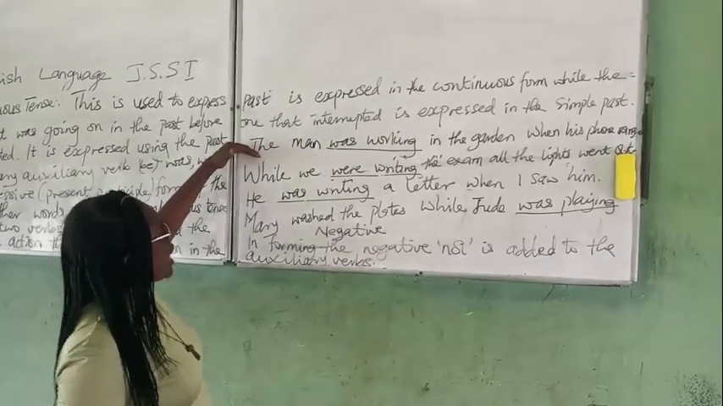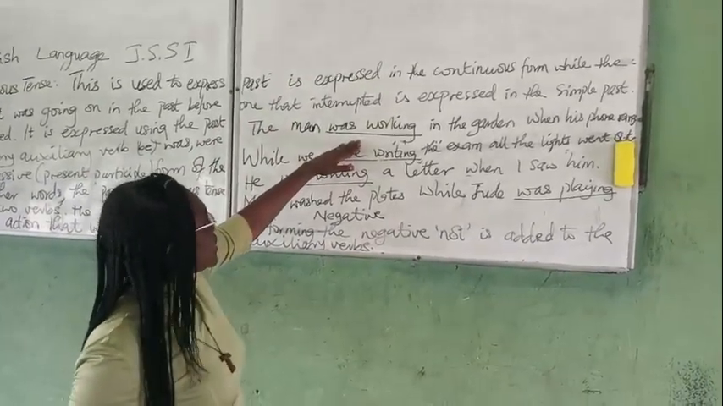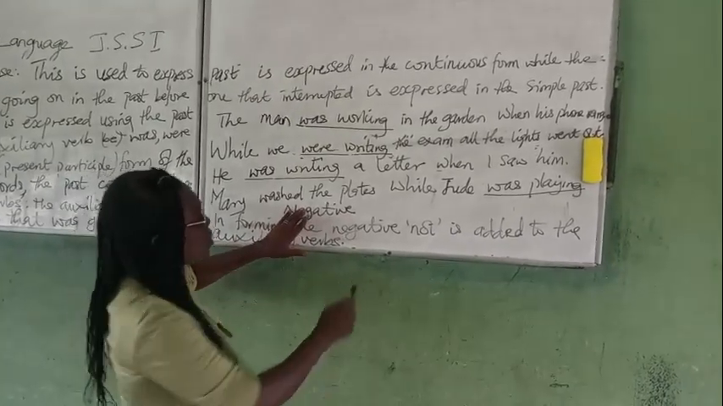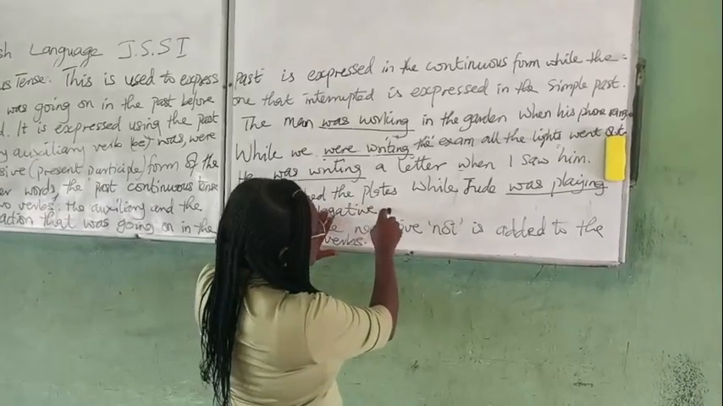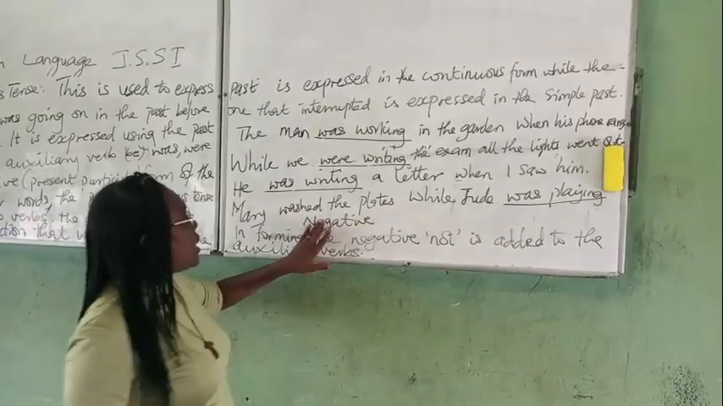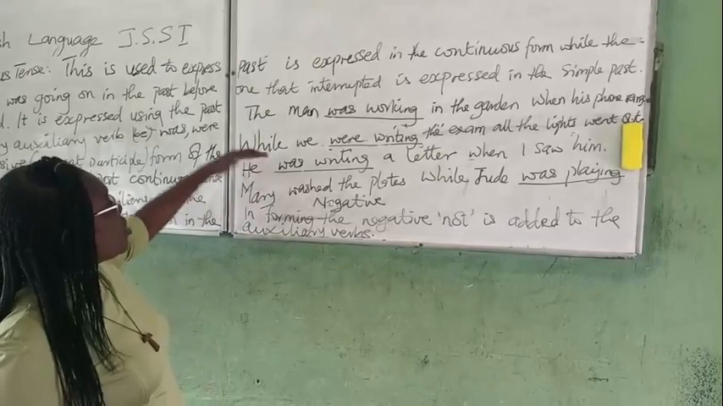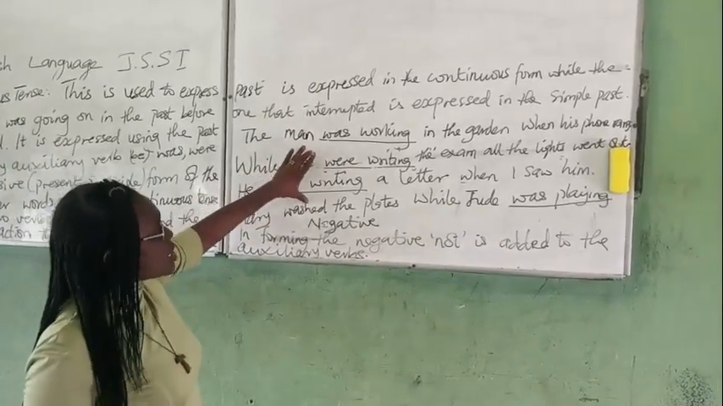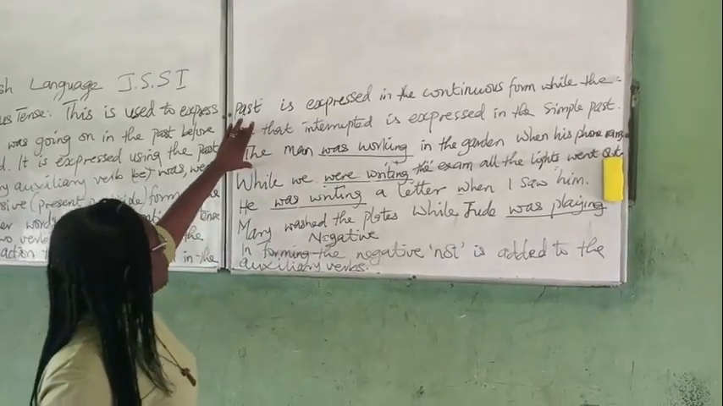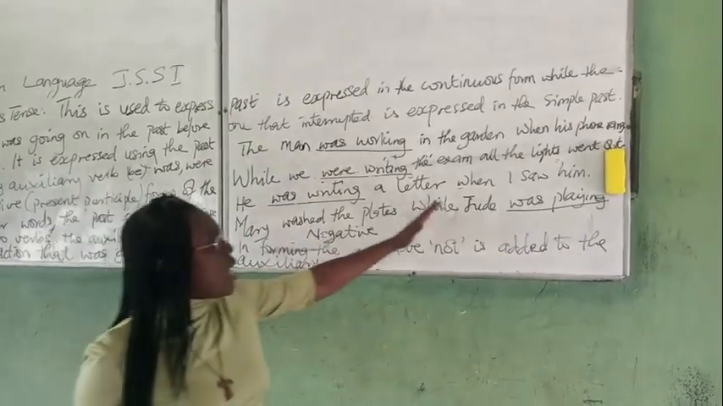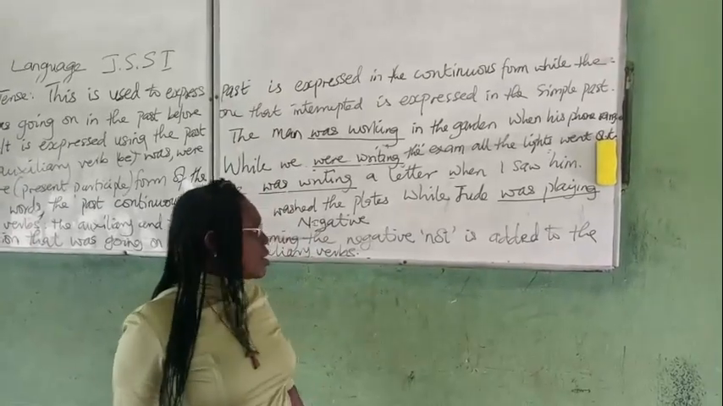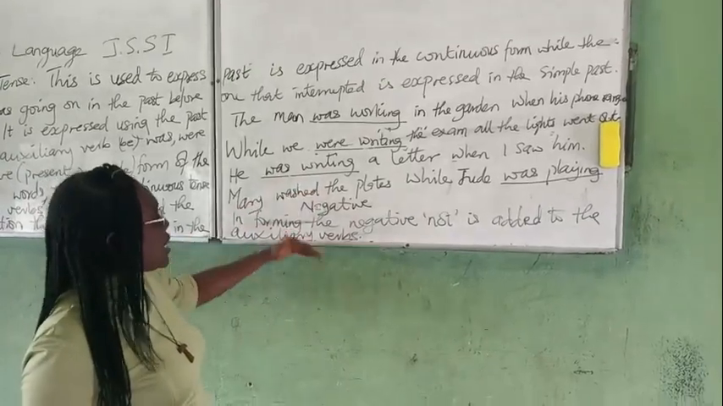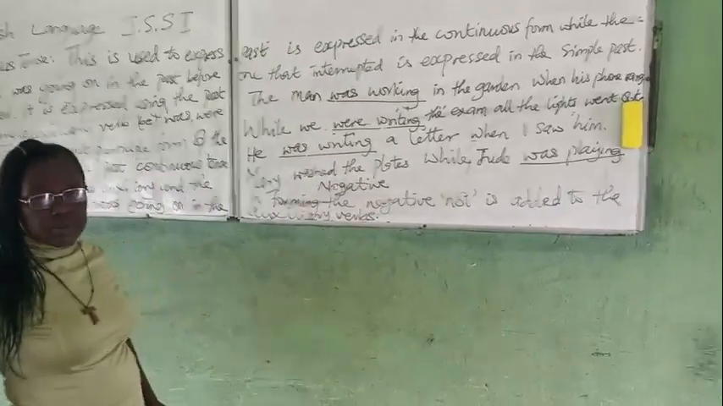Like the first one, I have "the man was walking in the garden." Then the last one here, I have "Mary washed the plates while Jude was playing." So you notice here the position of the past continuous tense is not fixed. It can be at the beginning or end of the sentence. So with this again, we will look at forming the negative and the interrogative forms.